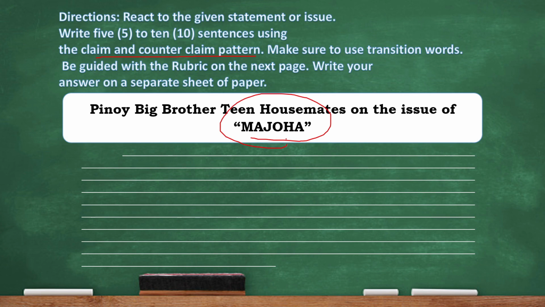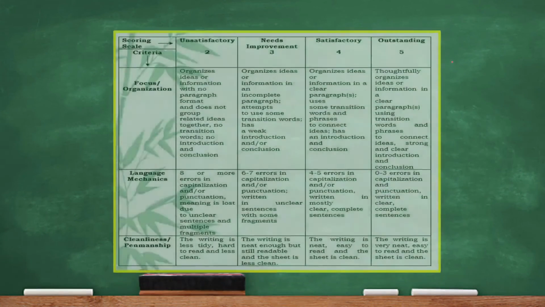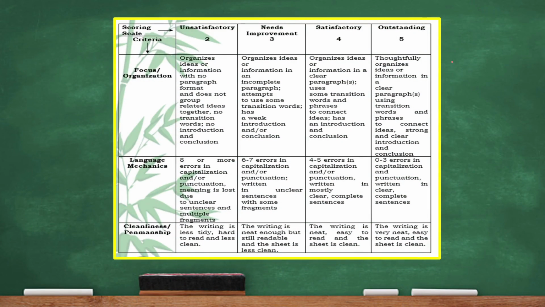So I believe that you are all on social media platforms, and I believe that you know this one. Okay, I hope you can write 5 to 10 sentences for you to express yourself using the claim counterclaim patterns with transition words you learned today. This is our scoring rubric. Take a time to take a screenshot.